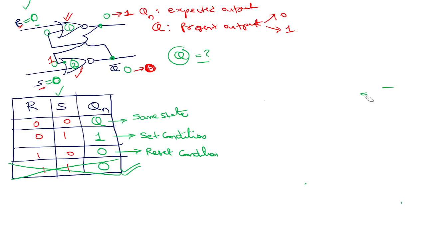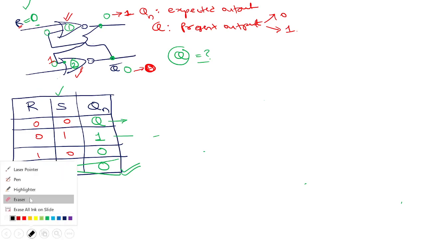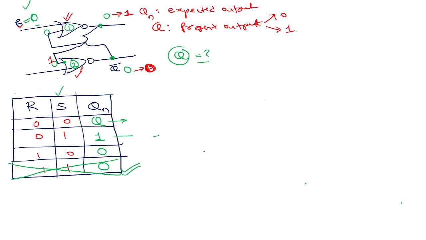Now, this is the analysis that we need to do. So first thing is this is the characteristic table, right? This is called the characteristic table. That's all. Analysis is over. Now we have to look at the same analysis in different views. Okay, this is the characteristic table.